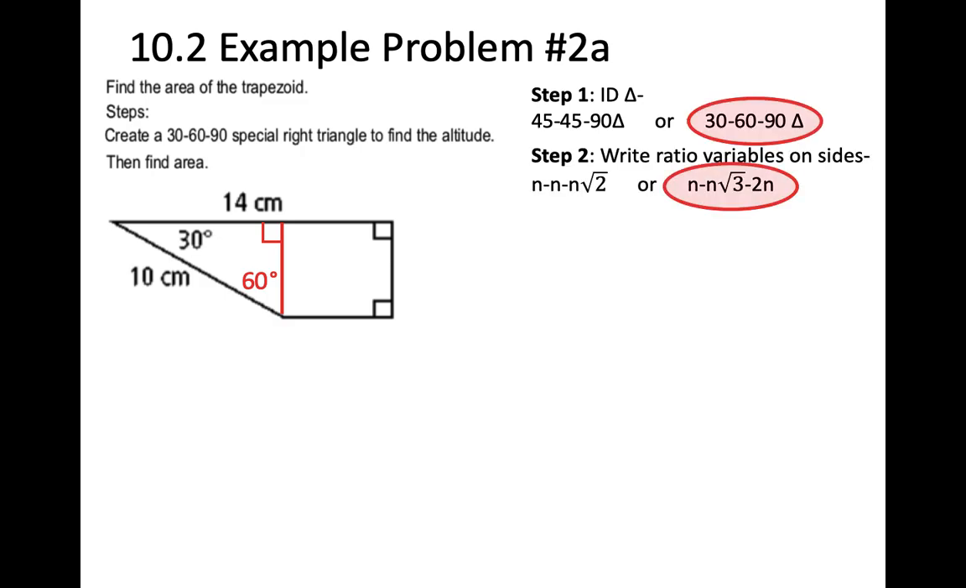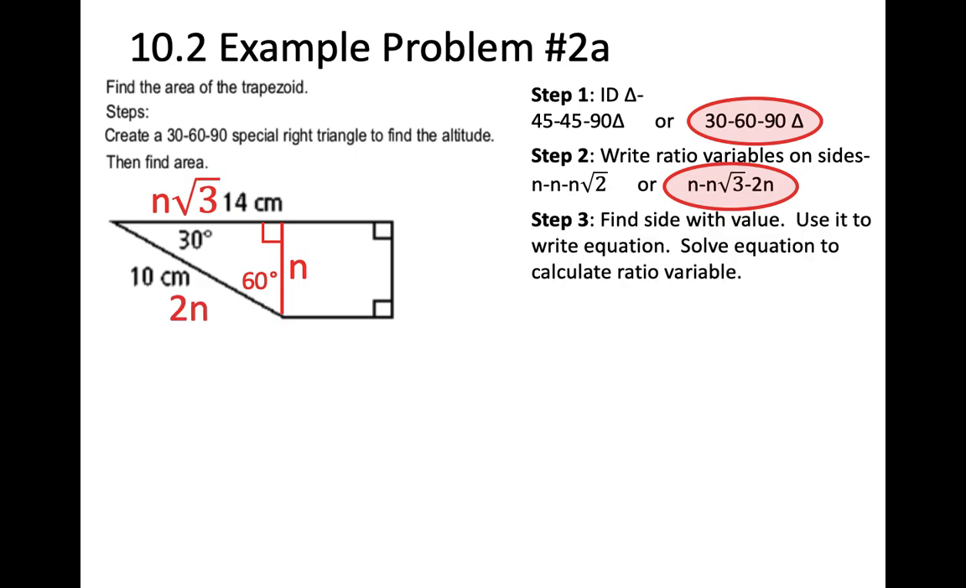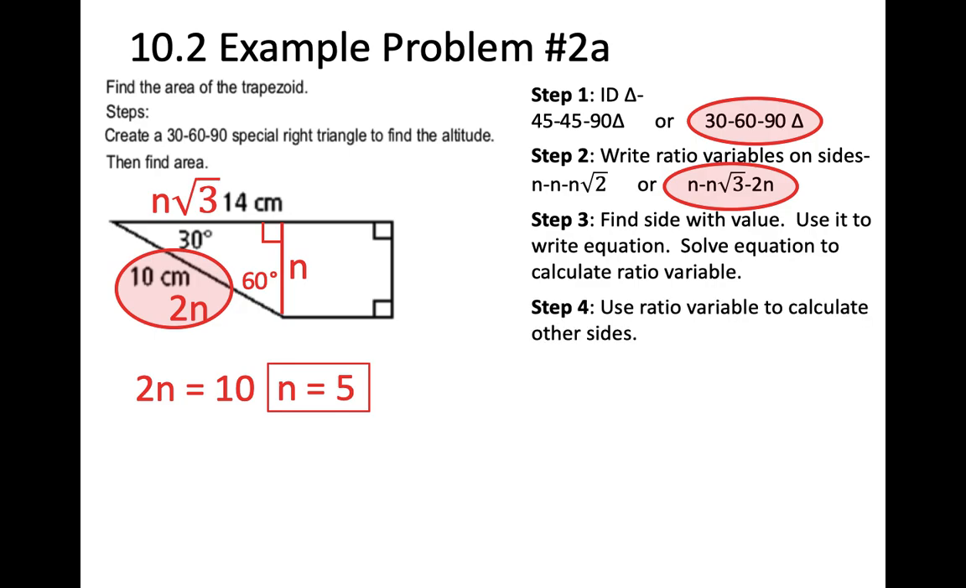I'm going to write in my ratios of n, n root 3, 2n. I'm going to find a side with a value and use it to write an equation. I know that 2n equals 10, so n equals 5. And then I can use that equation to calculate the other necessary sides. So the side across from the 30 degrees, that's going to be my altitude. That's going to be 5. So I can put it in right there.